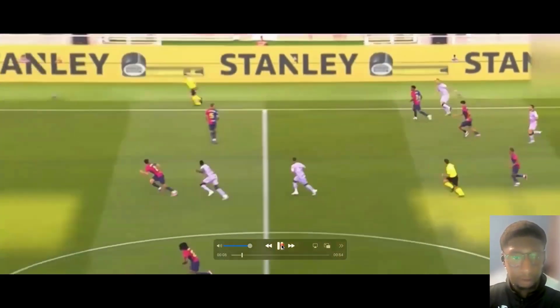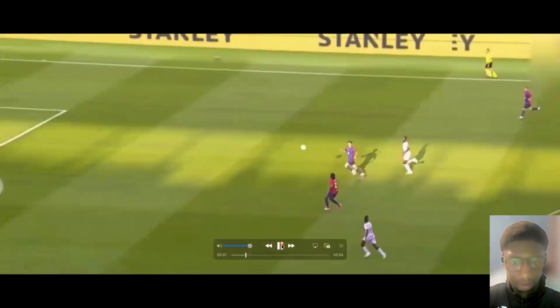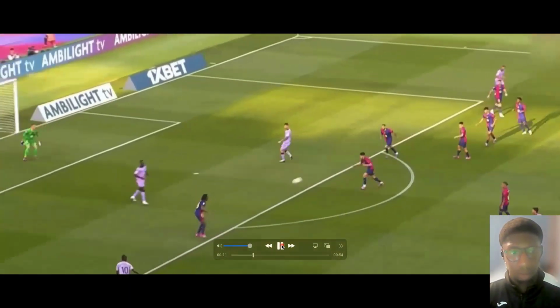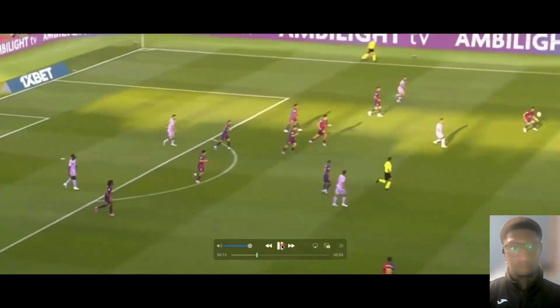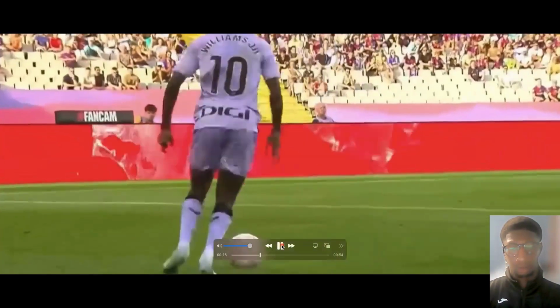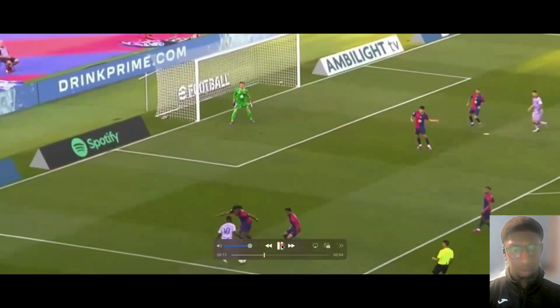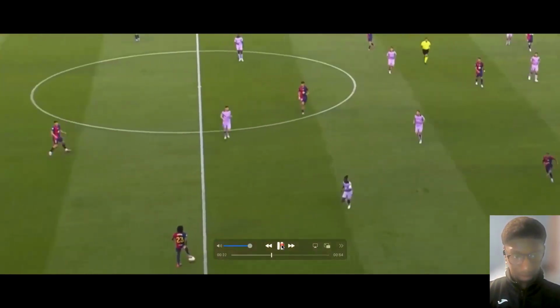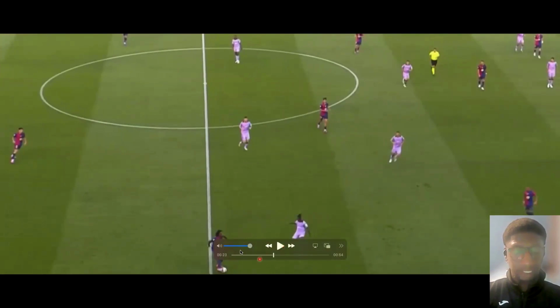Another clip here. So as you can see here, open up in the attacking phase.